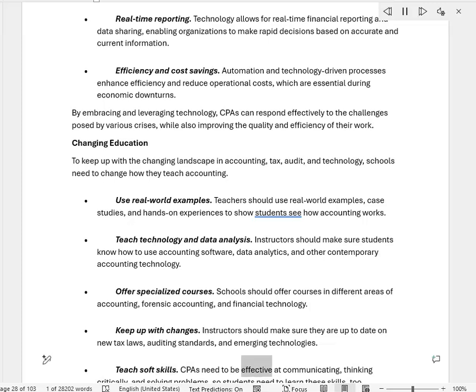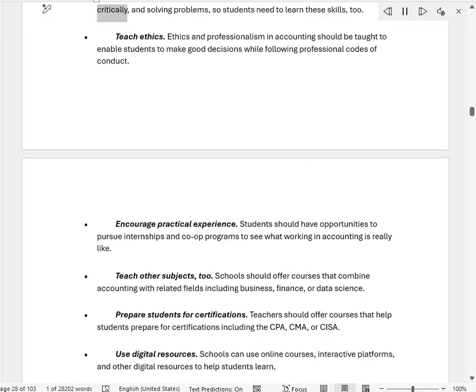Teach soft skills. CPAs need to be effective at communicating, thinking critically, and solving problems, so students need to learn these skills, too. Teach ethics. Ethics and professionalism in accounting should be taught to enable students to make good decisions while following professional codes of conduct. Encourage practical experience. Students should have opportunities to pursue internships and co-op programs to see what working in accounting is really like.